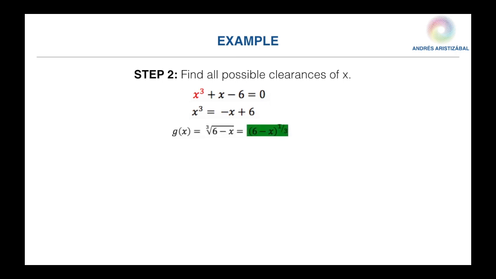After that we write g of x is equal to cube root of 6 minus x, which is the same as writing 6 minus x raised to 1/3. Now we make the following clearance of our equation, which is x. We isolate x and we write g of x is equal to 6 minus x cubed, as it appears here in green.